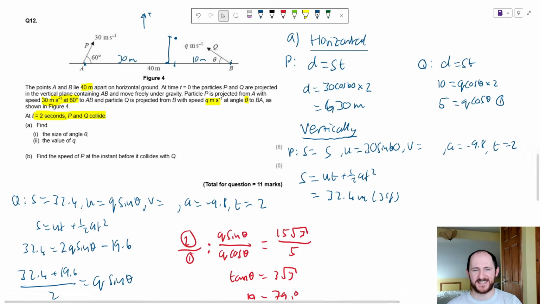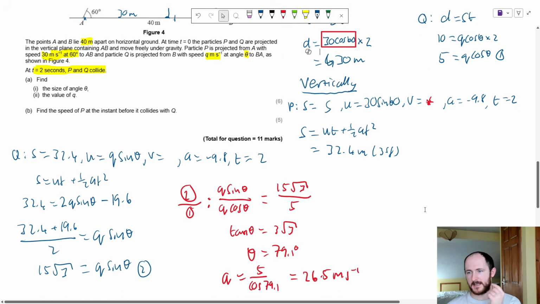Okay. So this is a very similar question to the distance question. Find the speed of P at the instant before it collides with Q. So all we need to do is work out the horizontal speed and the vertical speed of P right before it hits Q. And can I do that? Yes. So if I work out V from this equation here, I actually can work out the speed. I already know horizontally it's 30 cos 60, because don't forget the speed won't change because there's no horizontal acceleration. And if I work out V from here, job is done.